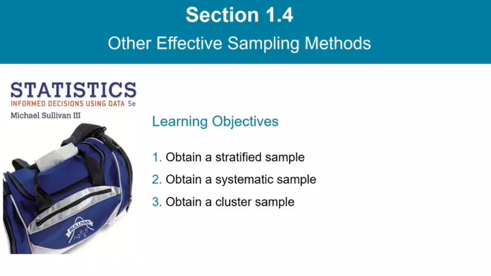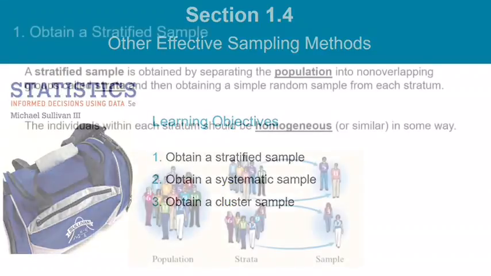In this video we're going to be looking at section 1.4, which is other effective sampling methods. Last time we talked about simple random sampling, but some populations are just too large for simple random sampling to be practical. So there are other sampling methods that researchers use to collect a representative sample from their population. The methods we're going to be talking about today are stratified samples, systematic samples, and cluster samples.